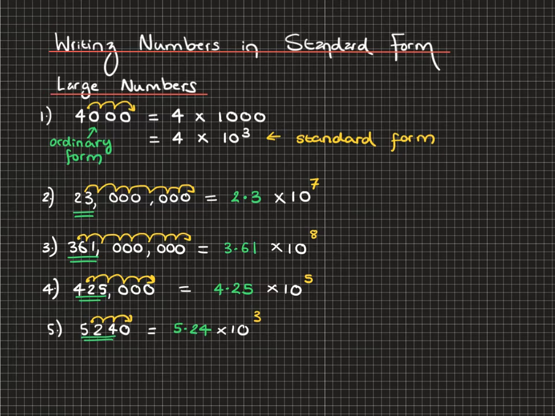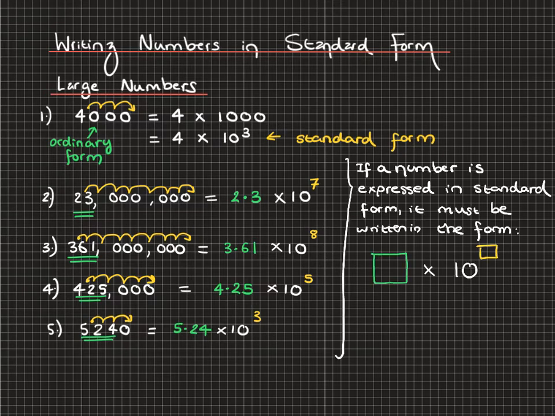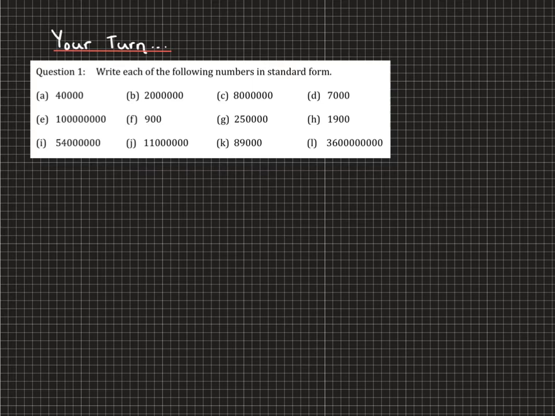So let's just write down a quick note about numbers in standard form. So if a number is to be expressed in standard form, it must be written in the format you can see here. So the green square represents the first part of the number, and this must be a number between 1 and 10, but not 10. So now it's your turn. Can you write each of the following numbers in standard form? Make sure you pause the video. The answers will come up in a few seconds.